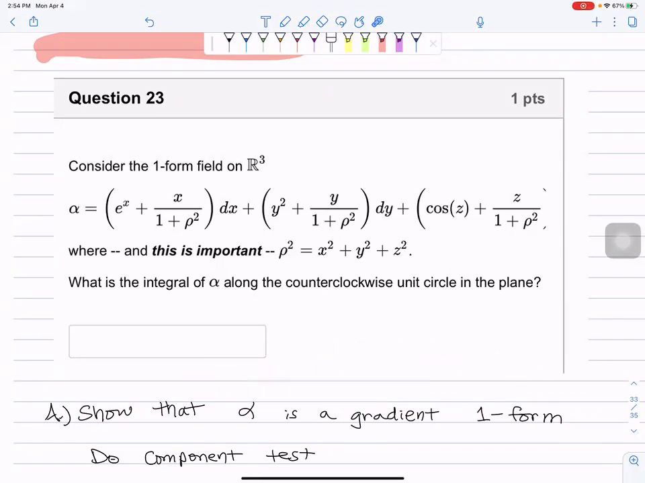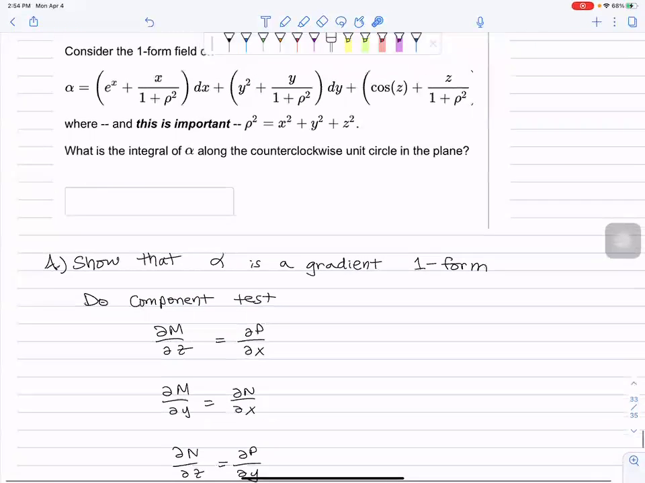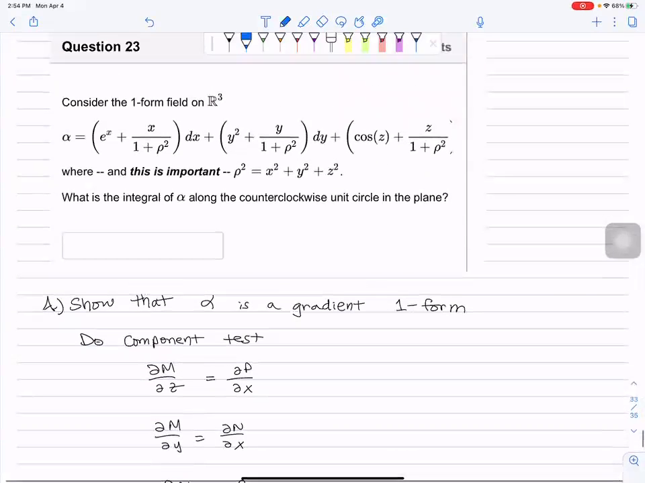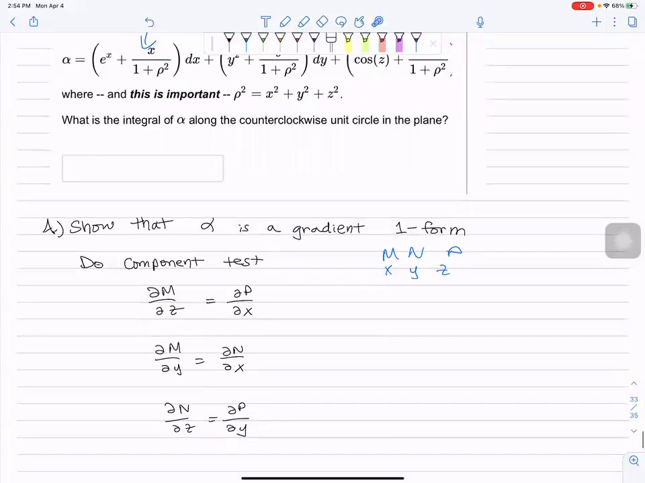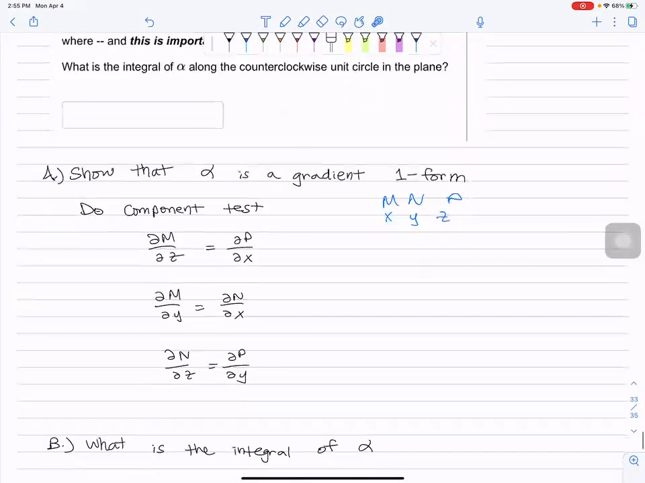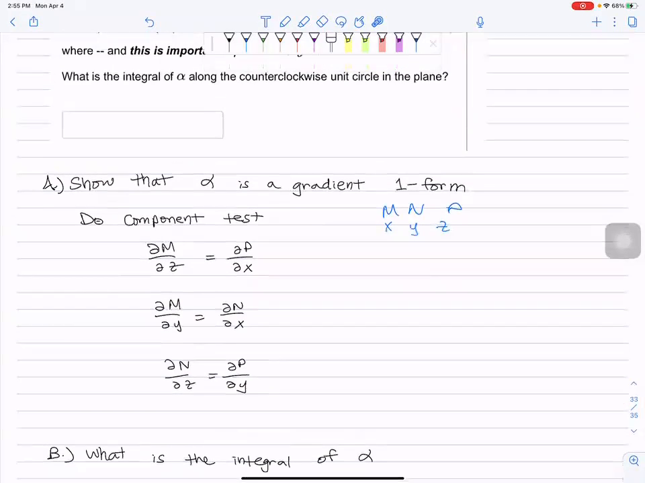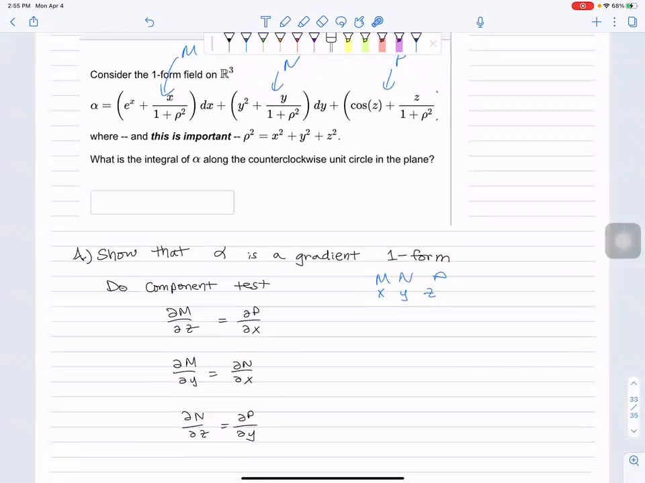Yep, because that's the component test, right? By checking that all our criteria are met, we find out that it is a gradient one form. If we do the component test here again, because you can think about this as M and P, and we have three variables, x, y, z. So we again test three equalities. We're checking this, this, and this. And you'll see that all three of them do match, so it is a gradient one form.